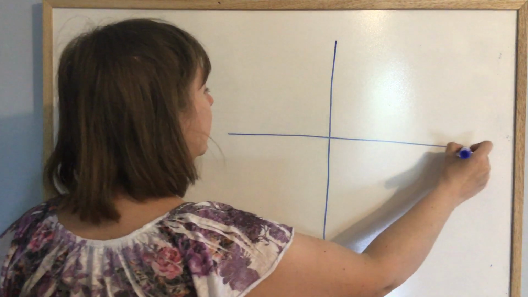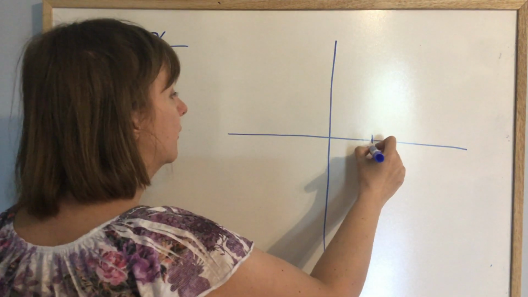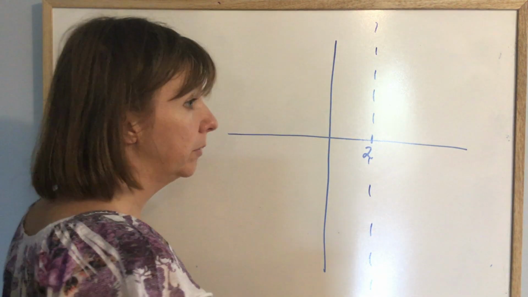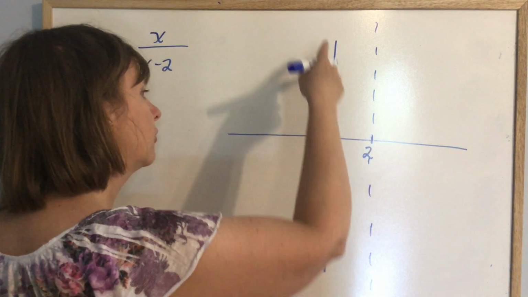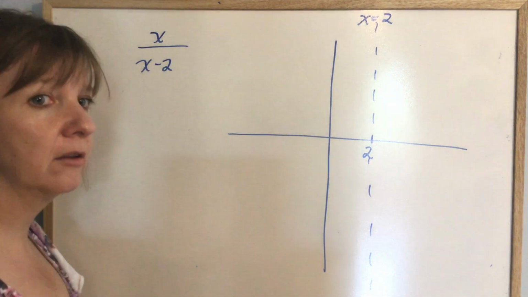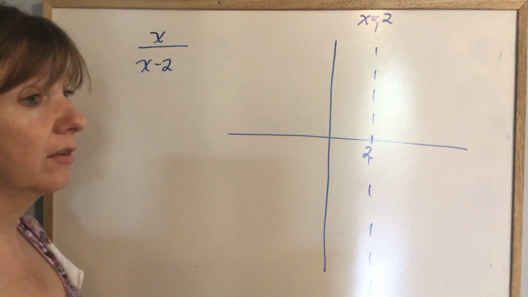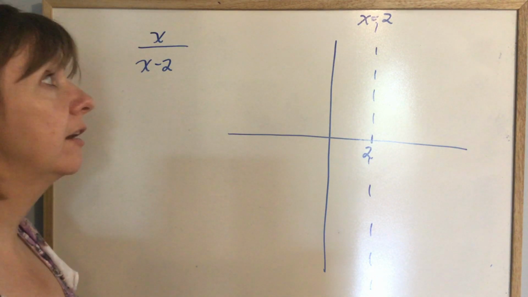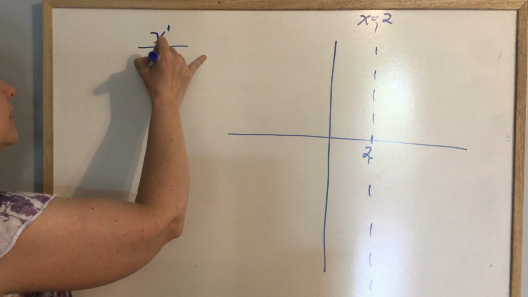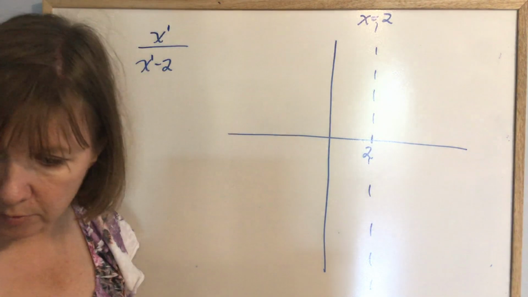For this one, there would be a vertical asymptote at x is equal to 2. You should not just say there's a vertical asymptote at 2, because is it 2 on the x-axis or is it 2 on the y-axis? Well, it's 2 on the x-axis, so it's x is equal to 2. That is the equation, because it's got an equal sign in it. So that is an equation of the vertical asymptote. Now, because the degree on the top is the same as the degree on the bottom, we know there's a horizontal asymptote, but its location.